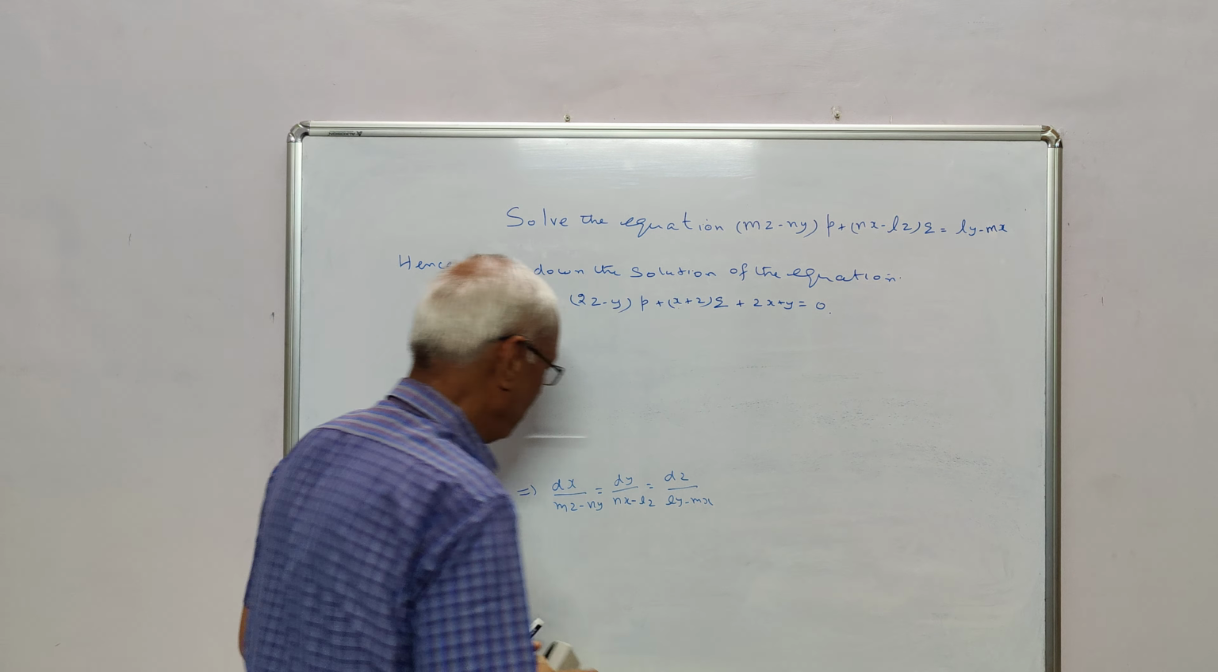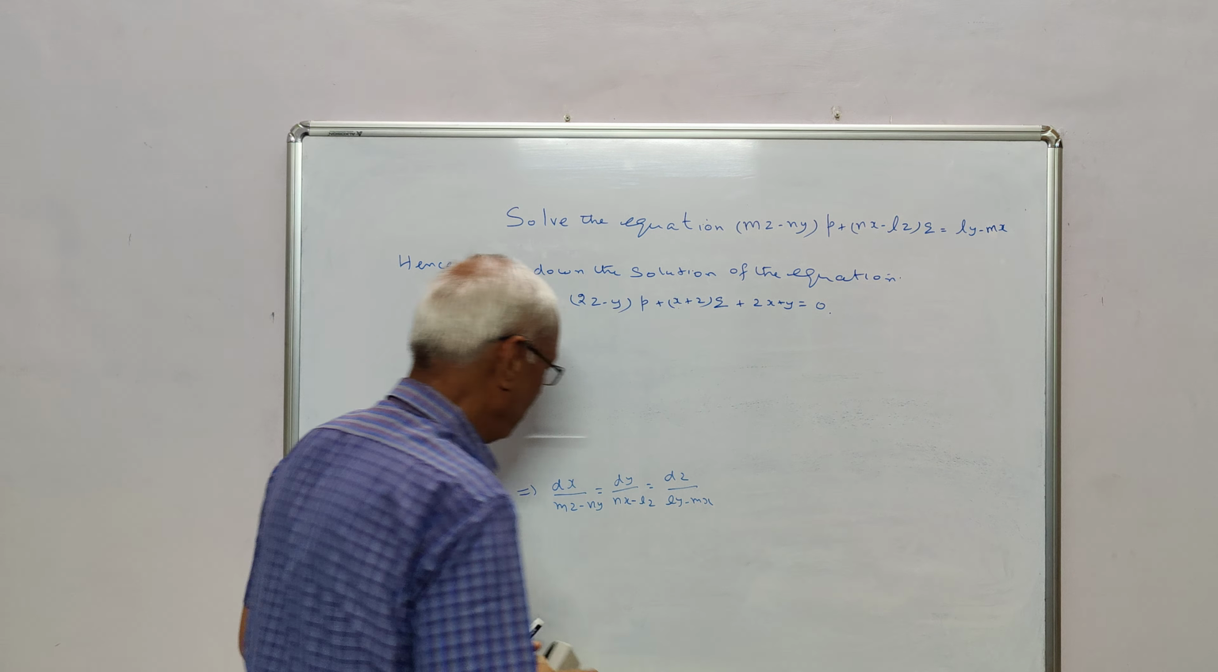Simply call it as a. So this gives x squared plus y squared plus z squared is equal to a. So this is nothing but u is equal to a, where u is equal to x squared plus y squared plus z squared. So I am able to get one function like this. So what do I do?